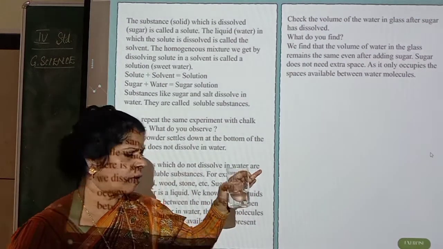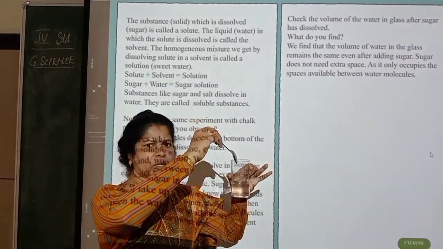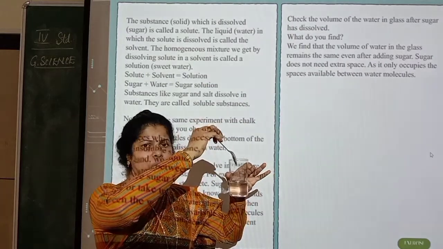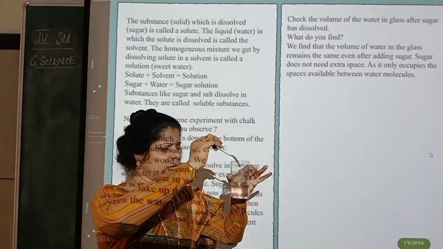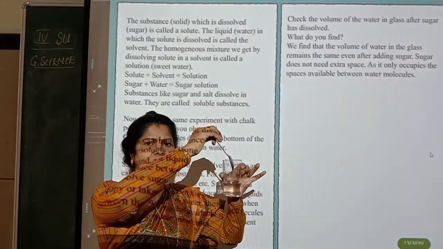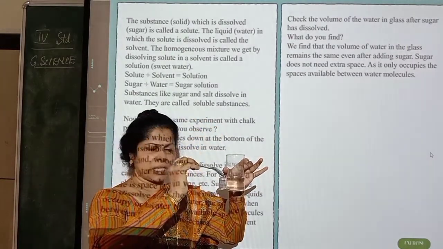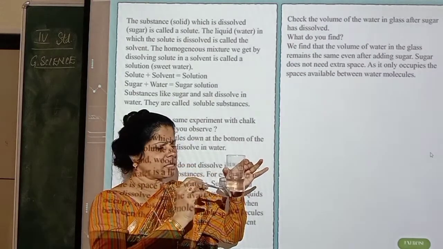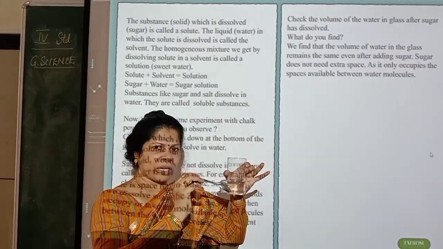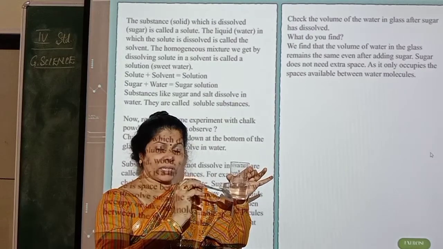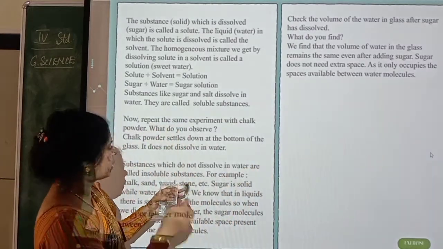So what happened? You are taking sugar, sugar is solute, you put it into water, water is the solvent. Then you have stirred it. When you have stirred, what happens? The sugar has dissolved in this water. Now it is going to form a homogeneous mixture. Means that it has formed sweet water. Now it is called a sugar solution. We call it a solution. That is what we said here.